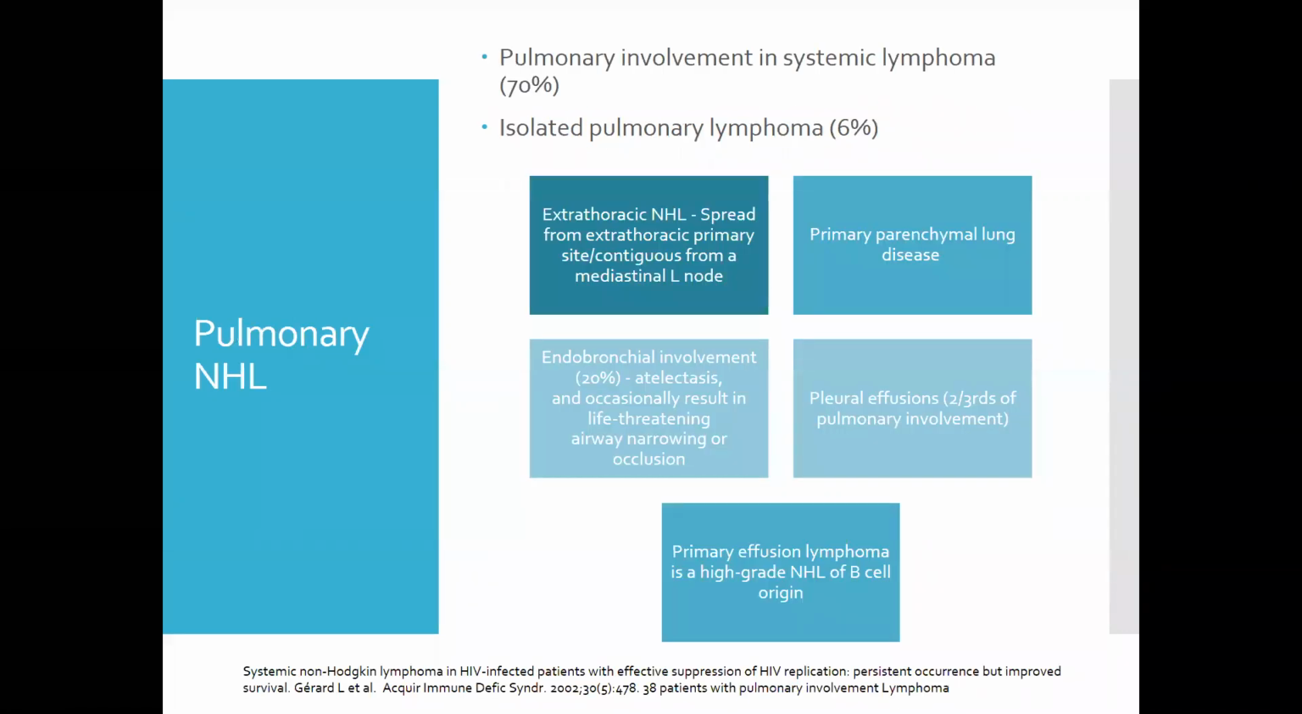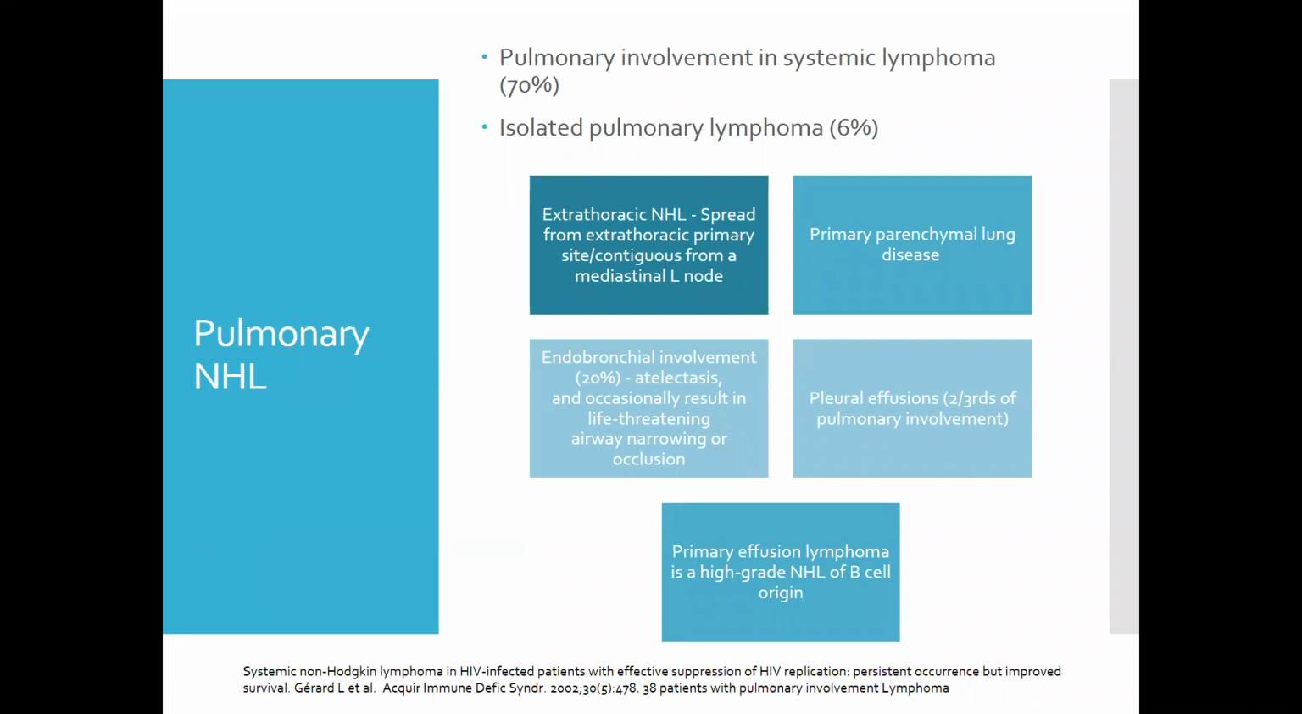When it comes to pulmonary non-Hodgkin's, most of the time pulmonary involvement is a part of systemic lymphoma. Isolated pulmonary lymphomas are not very common, but they do happen. And when they do happen, again, the distribution can be very similar to Kaposi's. So you can have parenchymal lung disease, you can have endobronchial involvement, you can have pleural effusions.